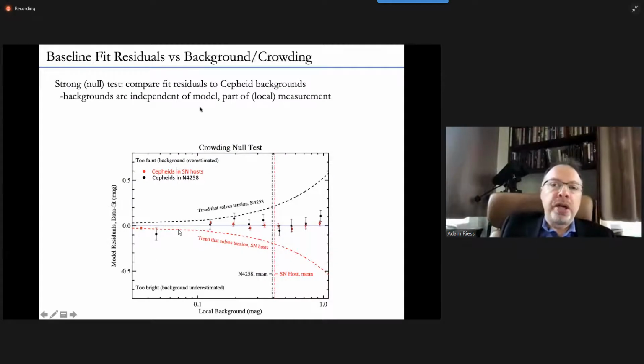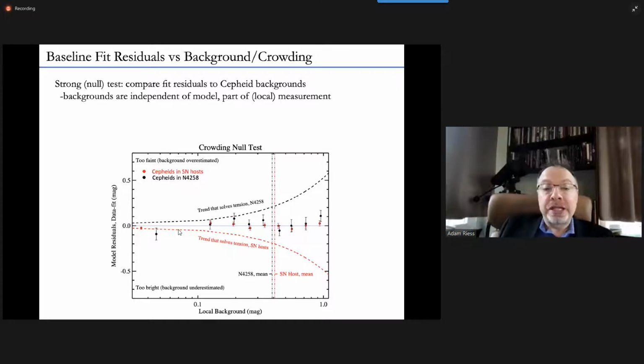Okay, a very important crowding or null test we do is to compare the fit residuals for the Cepheids to their background. Now, the backgrounds are not part of the model. The backgrounds are part of the local measurement. That's what makes this a powerful test, is that the model doesn't know about the backgrounds. And so we do that for the Cepheids in the supernova hosts and the Cepheids in NGC 4258. Now, the data passes that. It's quite consistent with 0.